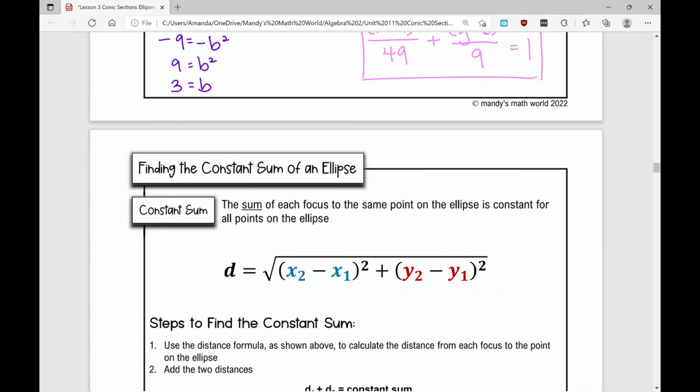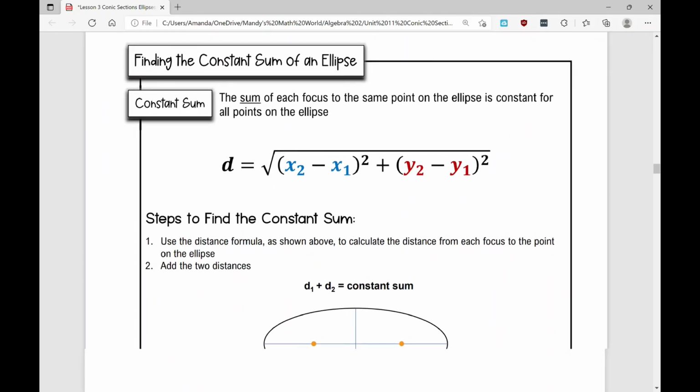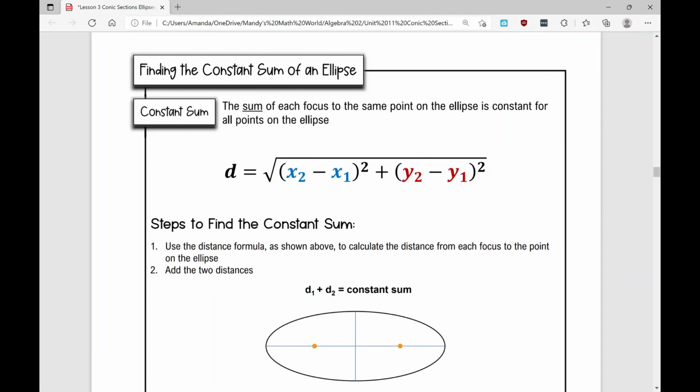Finding the constant sum of an ellipse. This is the last and final thing that we're going to do in today's lesson. And I know these are long notes, and some of you might not even be worried about constant sum, but I'm going to at least show you how to do it.